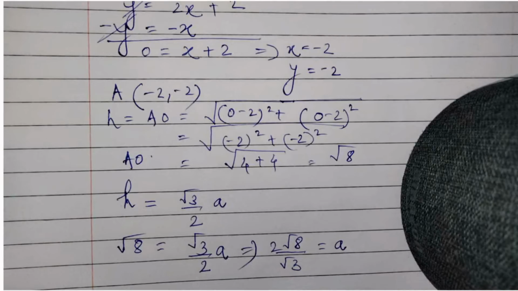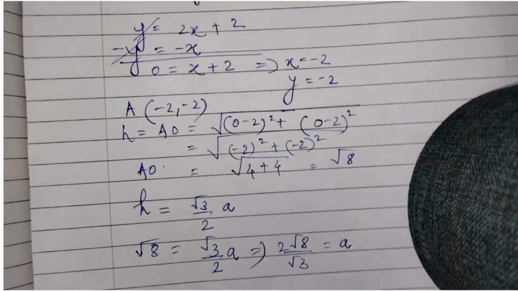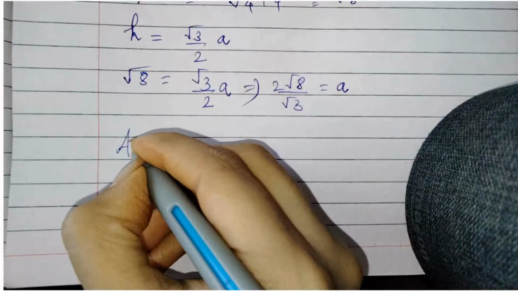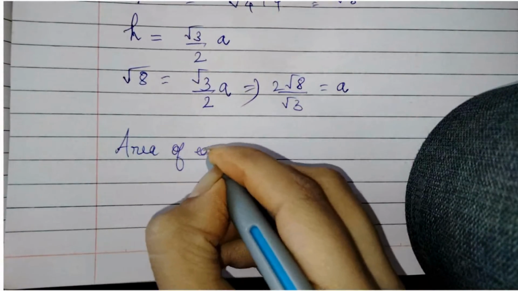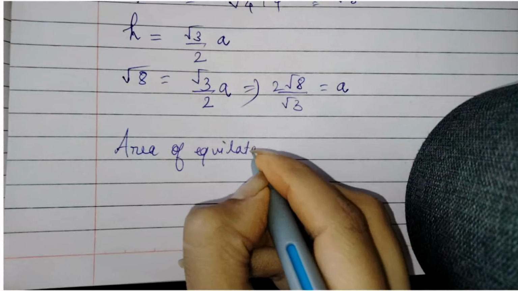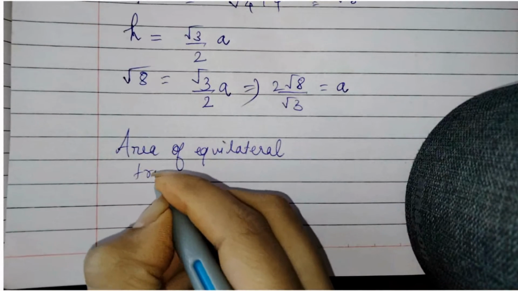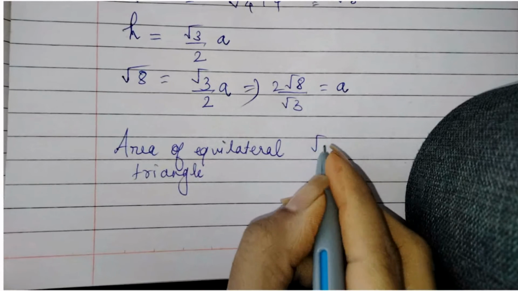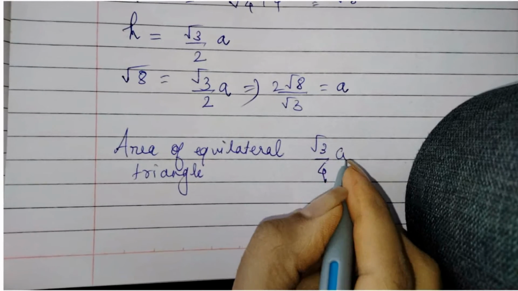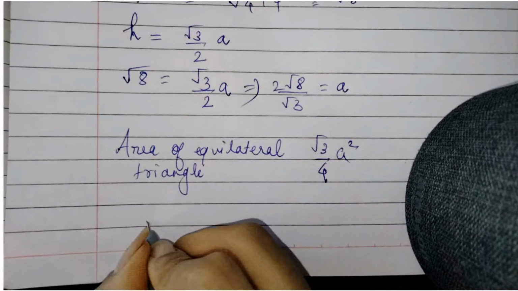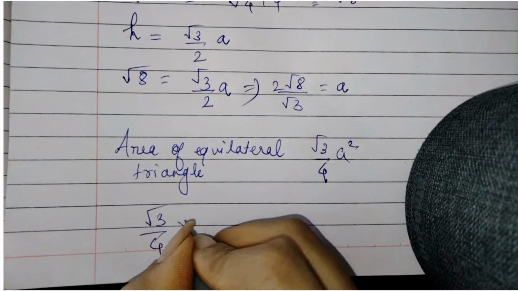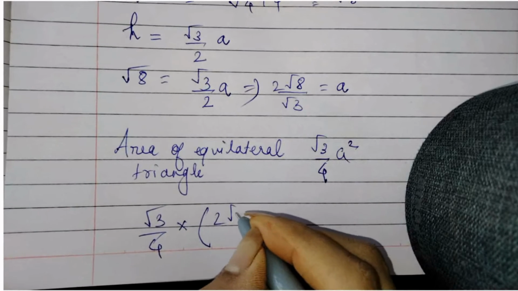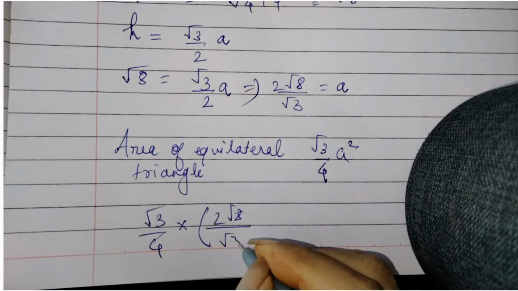Now the area of the equilateral triangle, which is asked in the question, can be found out using the formula for the area of an equilateral triangle, and the formula is root 3 by 4 A square. Okay, so root 3 by 4 into A square is root 3 by 4 into 2 into root 8 by root 3 whole square.